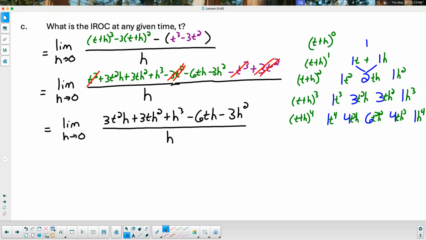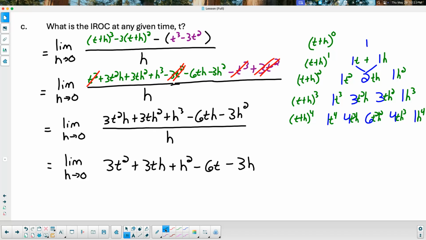Do all of them in that numerator have an h term, or an h part, I should say, which means I can divide by h then, and so then my limit as h is approaching 0 would be 3t squared plus 3th plus h squared minus 6t minus 3h. Yes? And now I can send h to 0.